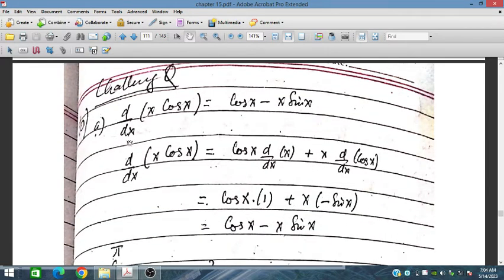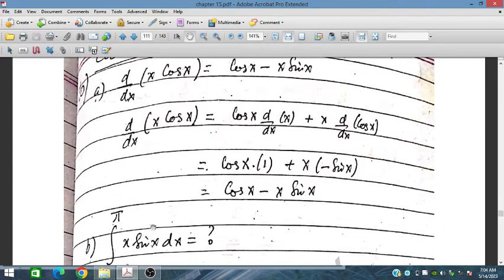So here we have d by dx of x cos x is equal to cos x minus x sin x. We are differentiating this part, so we're taking the left hand side and solving from there. This is u and this is v. On solving, we have obtained 1, and minus sin x. So on taking the left hand side we have obtained the right hand side. So this is proved. In the second part we have to evaluate the integral of x sin x dx.